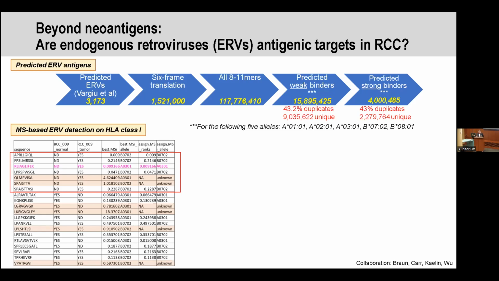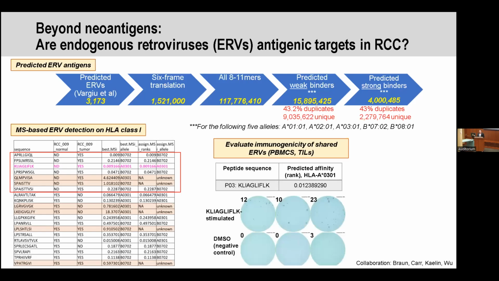In this first patient, patient 110 from our original trial, we see that there were 7 ERV-derived peptides that were present on tumor, but not on normal tissue. And when we take one of those, the one highlighted in pink, and test it for reactivity in peripheral blood cells from that patient, we can see that the patient is actually capable of mounting a low-level response to that peptide. So it's just an initial proof of concept that these ERVs can actually be antigenic.